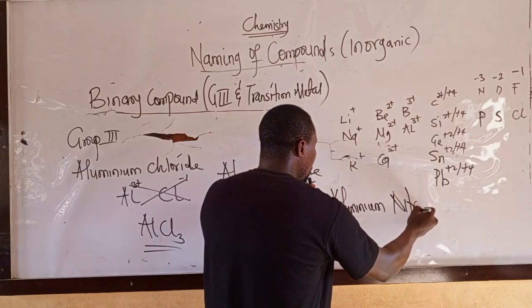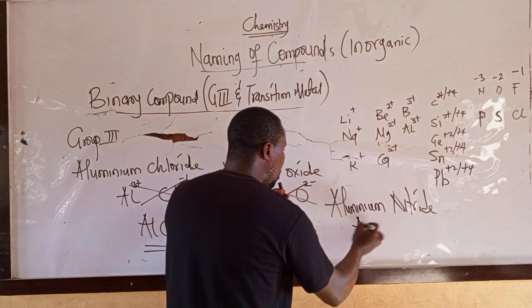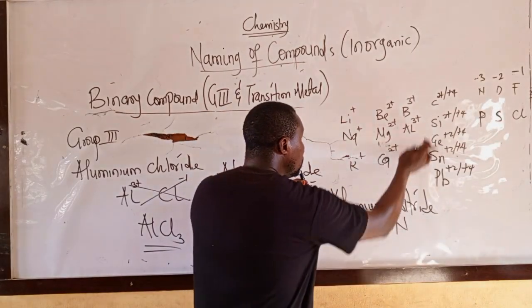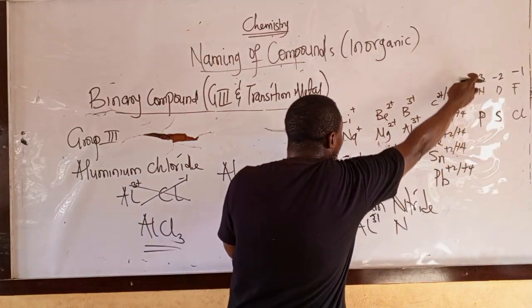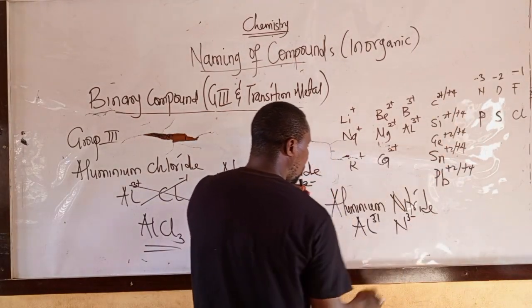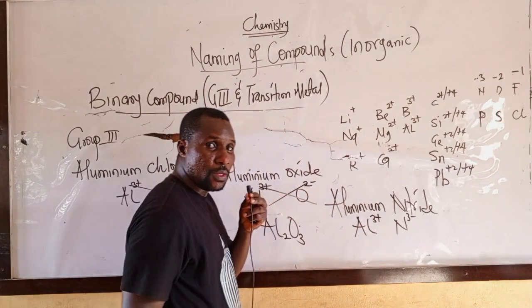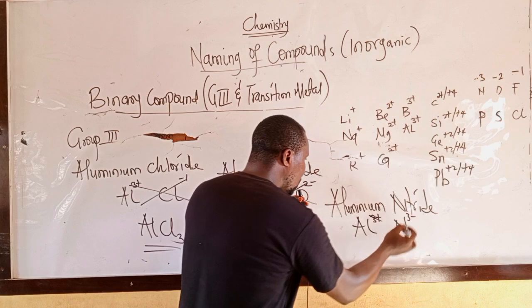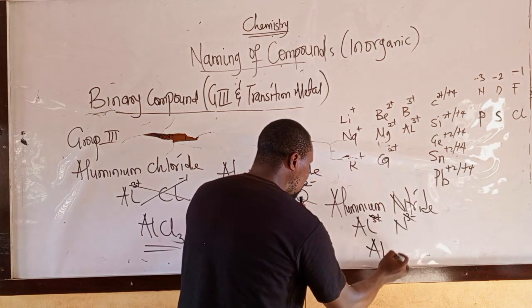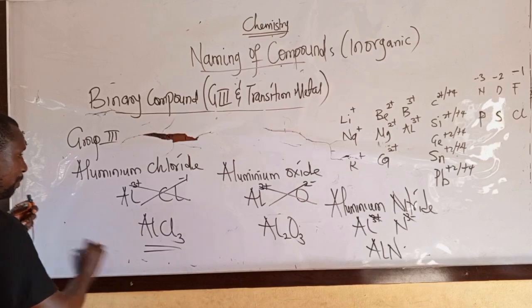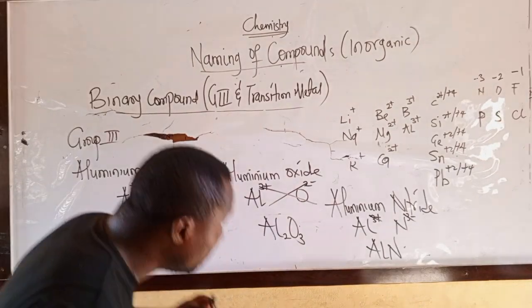If you are asked to write aluminium nitride, for example, that means aluminium and nitrogen. Aluminium is +3, and nitrogen is -3, group 5. What happened? +3 and -3, the same figure but different sign. The same figure, they cancel. That is aluminium nitride.